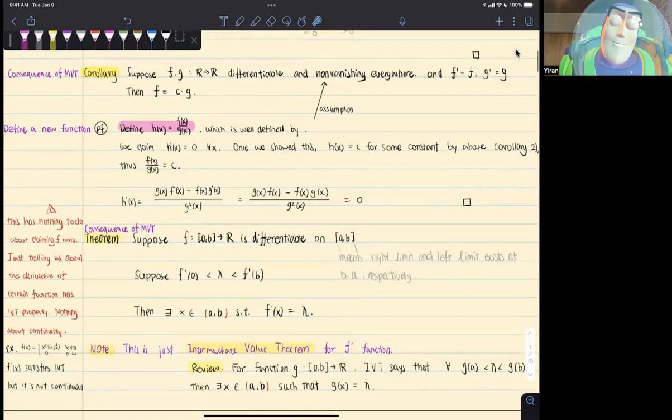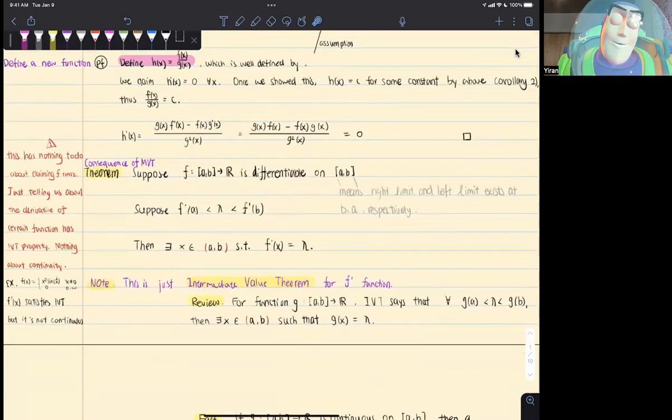And how to show that? Well, we just write down the definitions, or we just write down the division rule that we proved in the first video. So h prime of x is equal to g times f prime minus f times g prime over g squared. And because f prime is equal to f, g prime is equal to g, we can just plug in, right? So we replace f prime with f, and then we replace g prime with g, and then of course the numerator becomes 0. Therefore, the whole expression for h prime of x is equal to 0, and we're done.